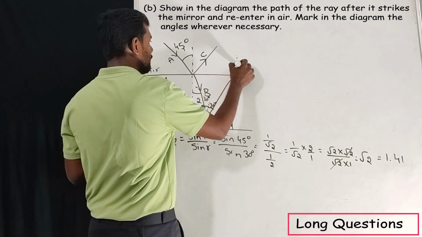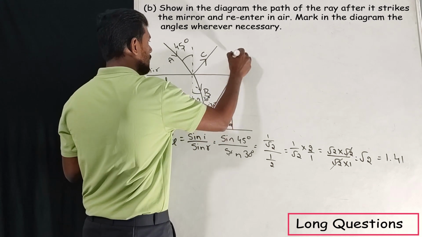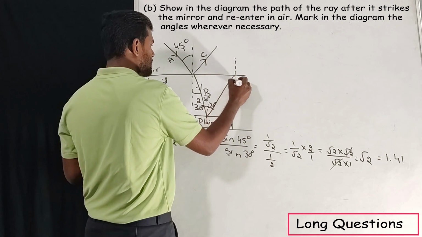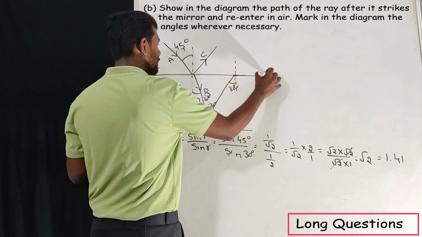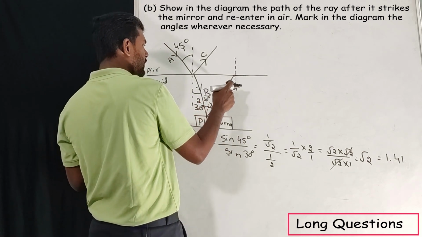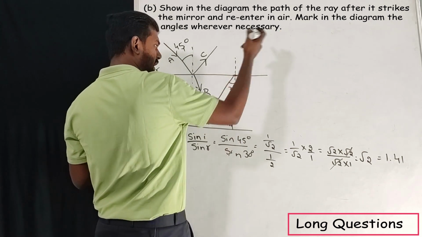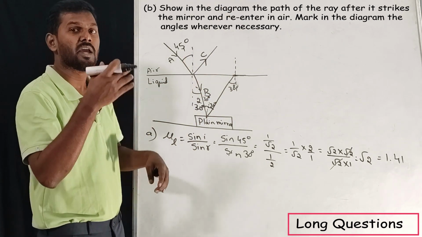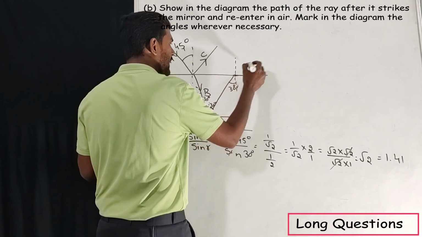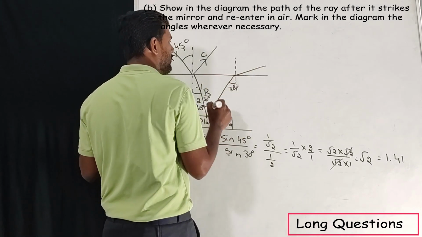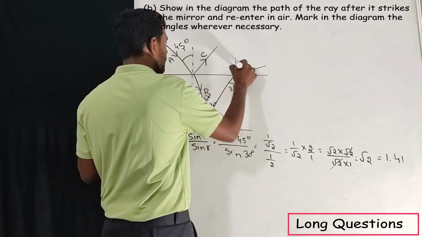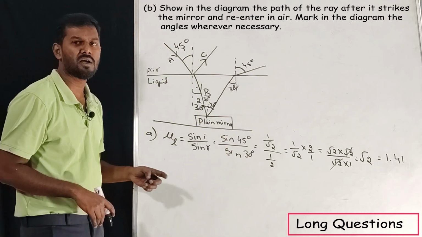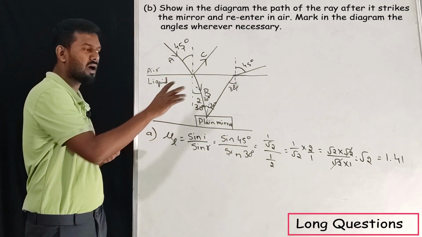Once it reaches here, I have to draw the normal. Whatever the angle is here, the same angle, 30 degree. Now this ray is moving from liquid to air, that is from denser to rarer. The speed increases. If the speed increases, the refracted ray will go away from the normal. If this is 30 degree, this will be 45 degree, that's it. This is the diagram they are looking for with all the angles.